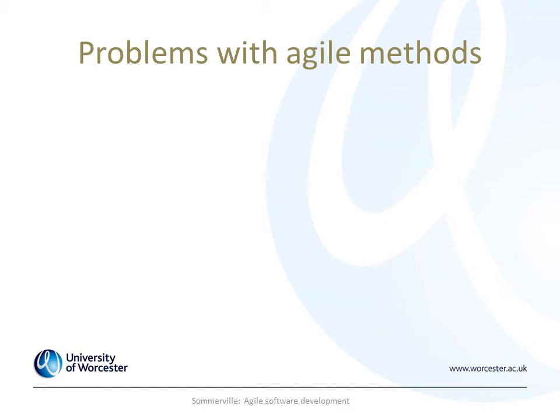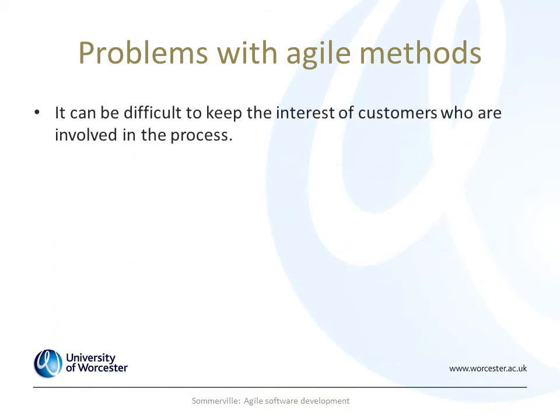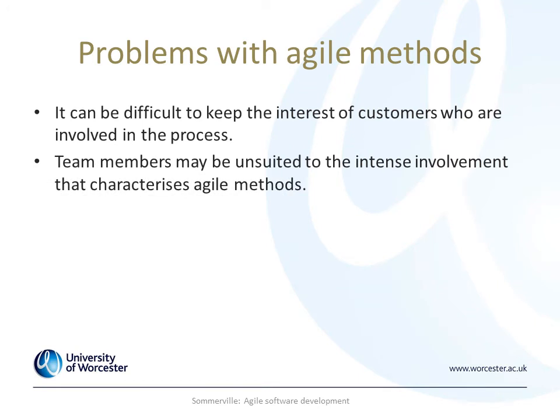Problems with plan-driven methods are well documented, and there's always examples of this. Oh yes, because it's waterfall, even though not all plan-driven methods are waterfall, and it's kind of heavy documentation, etc. But there are also problems with Agile methods, and let's have a look at a few. For instance, it can be difficult to keep the interest of customers who are involved in the process. In Agile methods, you need to have constant customer involvement. The other thing is that team members may be unsuited to the intense involvement that characterises Agile methods.